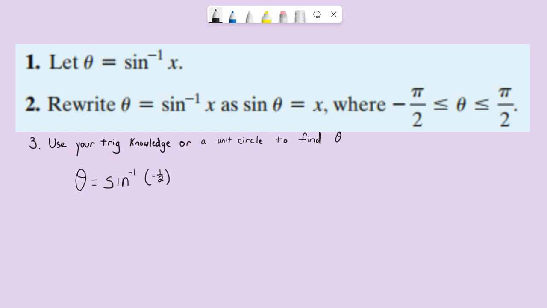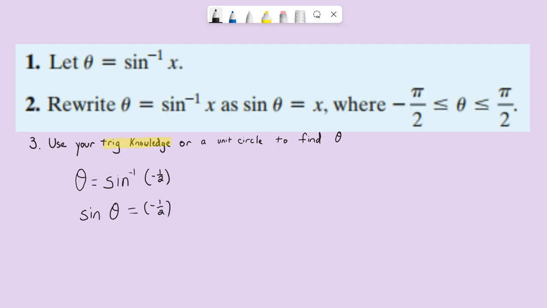So here's another example. I just made this one up here. Theta equals the inverse sine of negative 1/2. I'm just going to use my trig knowledge this time. So I'm going to rewrite this as sine of theta, not inverse sine, just sine of theta, equals x. Well, actually, we've got a value here. It's negative 1/2. So sine of theta equals negative 1/2. Okay.